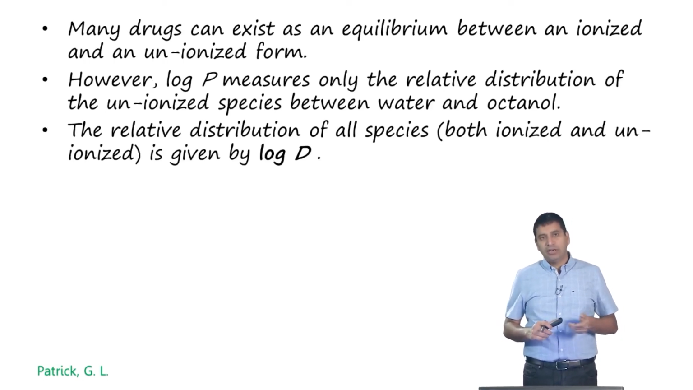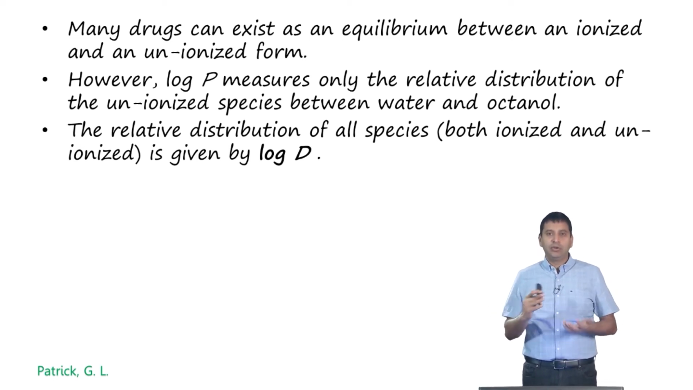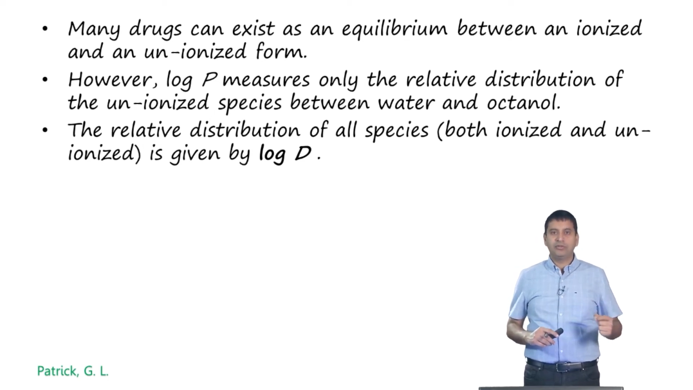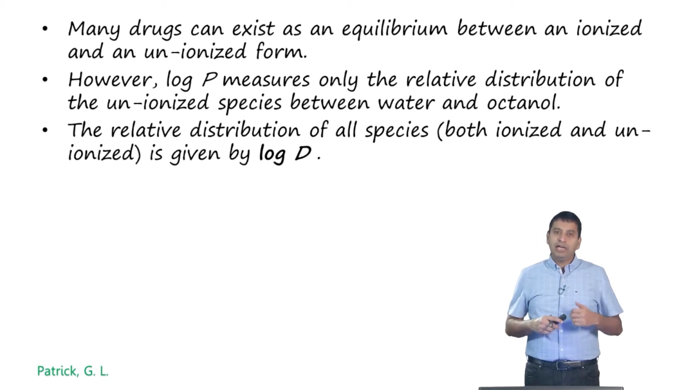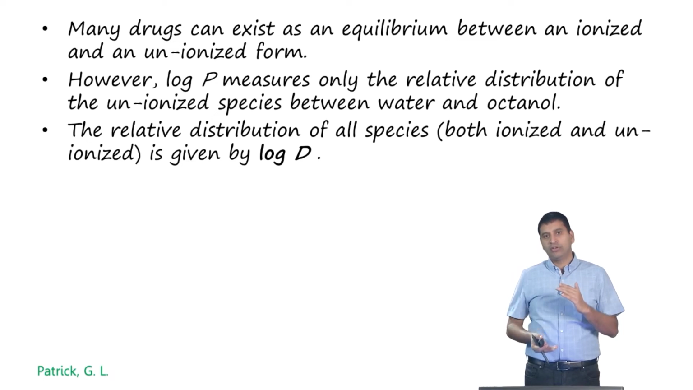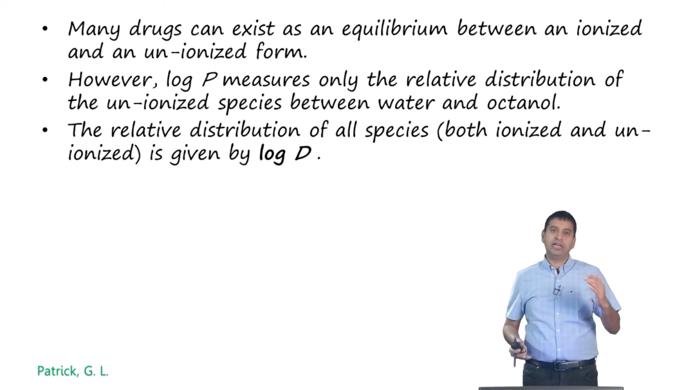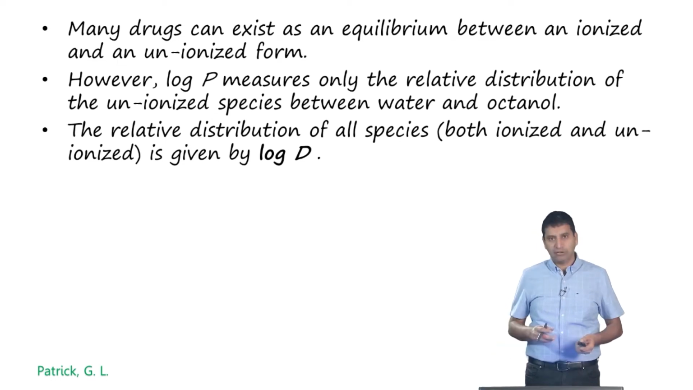Now, we have already looked at how many drugs can exist as an equilibrium between an ionized and an unionized form. For example, you have an amine, it can be protonated and it will exist as an ammonium ion, and so you will have this equilibrium between these two. So, log P measures only the relative distribution of the unionized species because we are taking water. But if you take buffer instead of water, then you will be able to determine what is known as log D, which gives us an idea about how it partitions into octanol and buffer during the dissolution process.